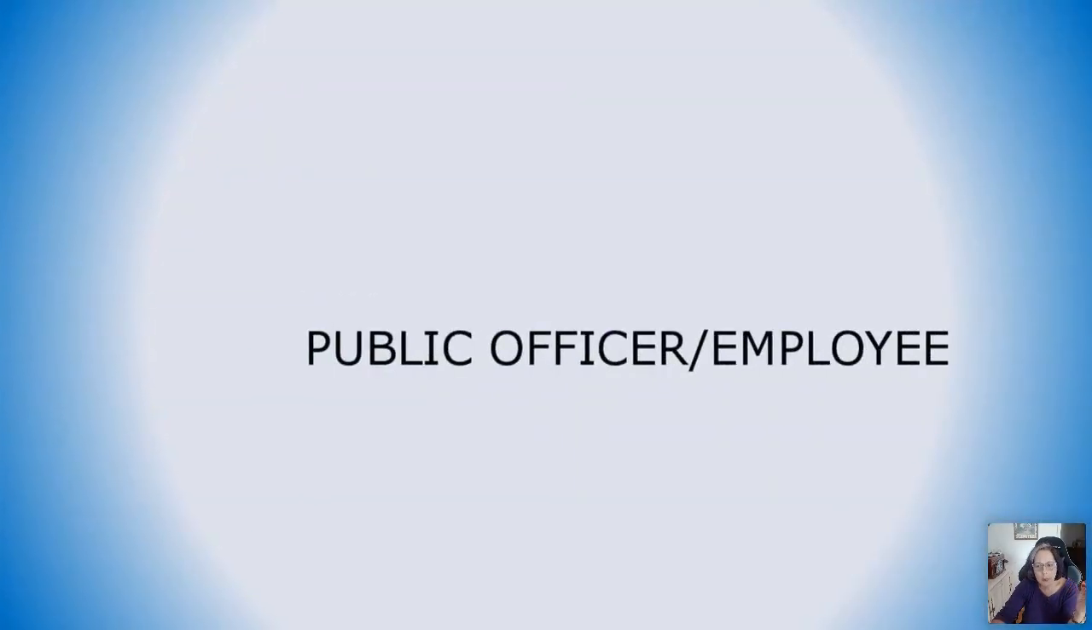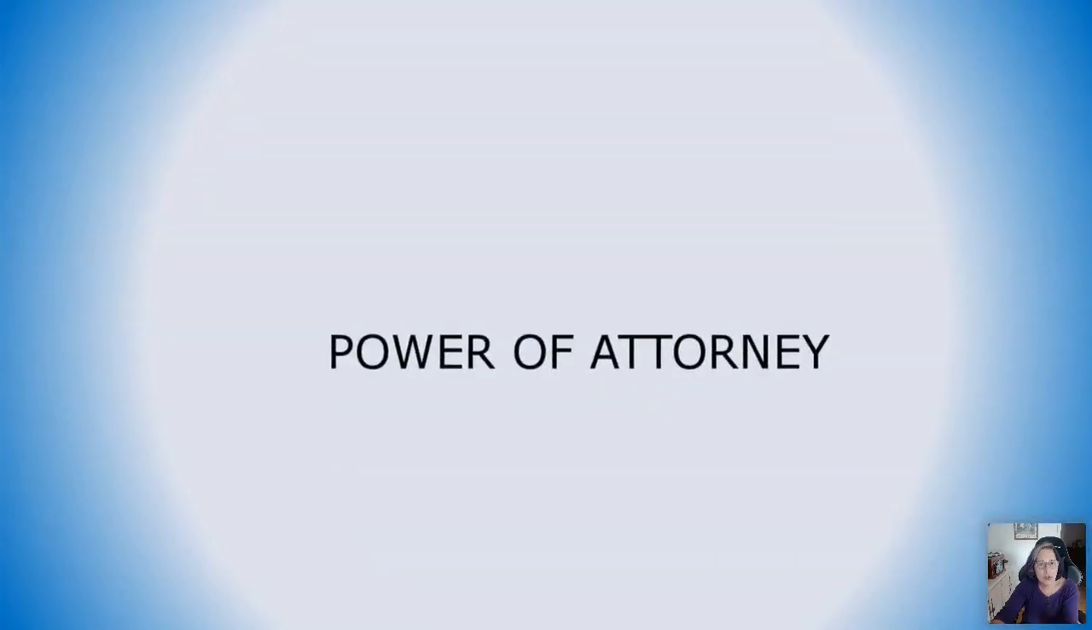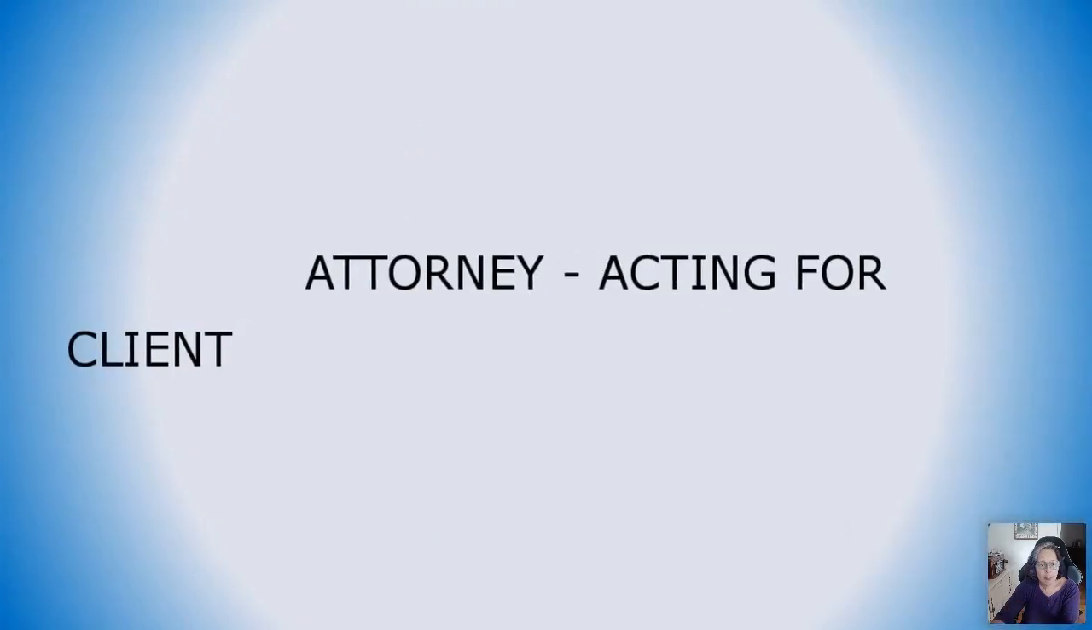Public officer or an employee performing their duties. Power of attorney. You have been given a POA, power of attorney, to buy or sell property for another person. And of course, the attorney, which we've already talked about, unless they're acting as a broker for commission for themselves. If they are doing the buying or selling, acting for a client, they do not have to have a separate license.